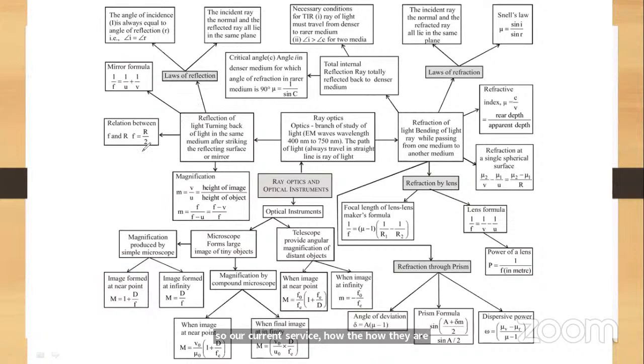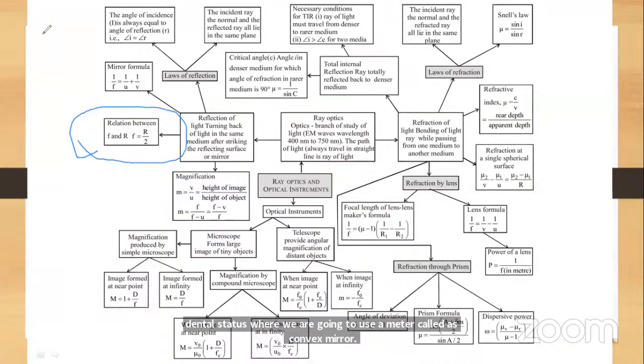For that curved surface, you need to understand the mirror that you use in your vehicle, and also the mirror dentists use to observe your dental status. You use a mirror called a convex mirror and a concave mirror. You may have a doubt about which one is convex and which one is concave.